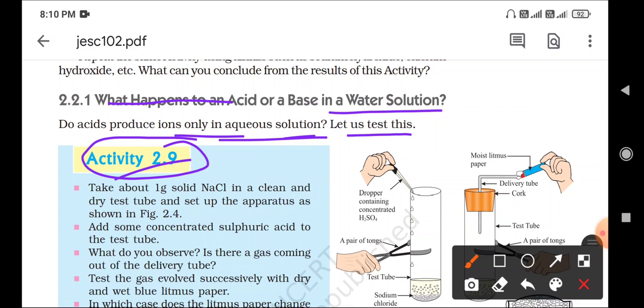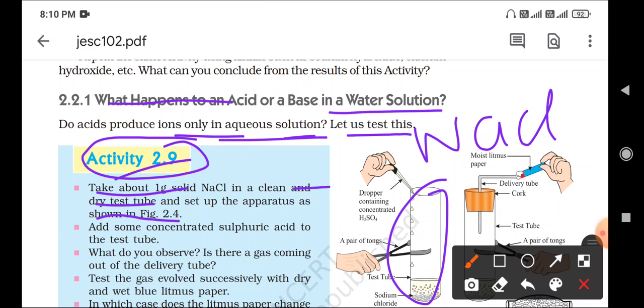Take about 1 gram of solid NaCl, sodium chloride, in a clean and dry test tube and set up the apparatus as shown in figure 2.4. So this is the apparatus. Here we have taken dry NaCl in a test tube. Add some concentrated sulfuric acid to the test tube.